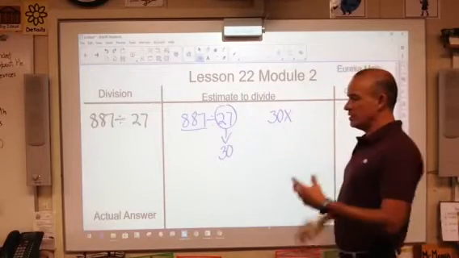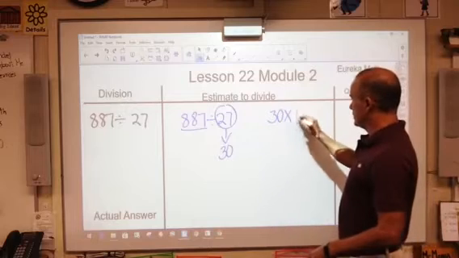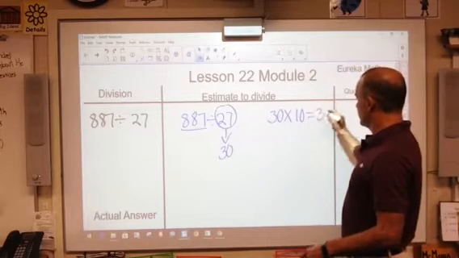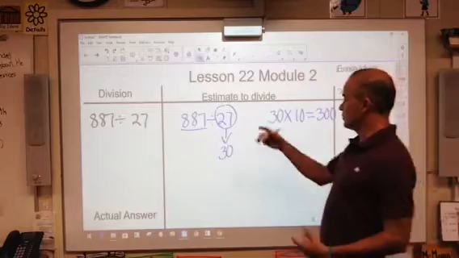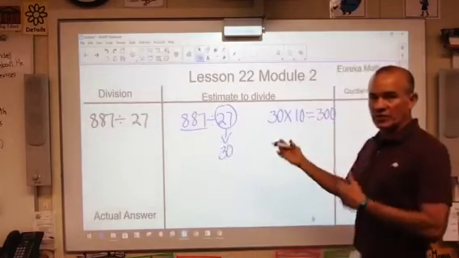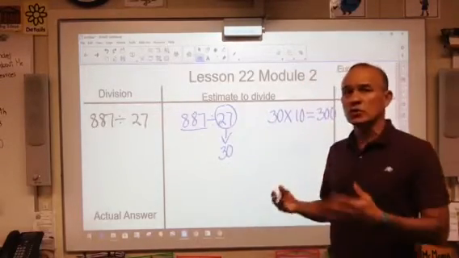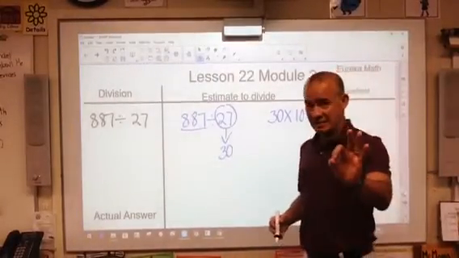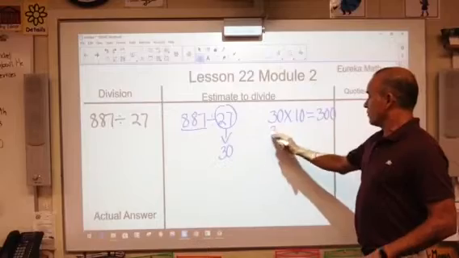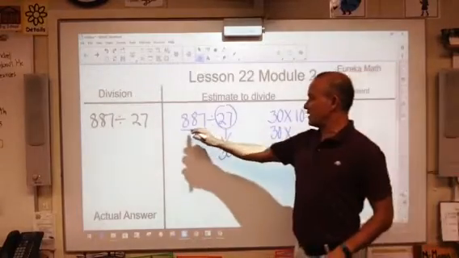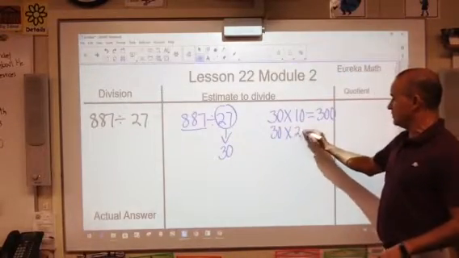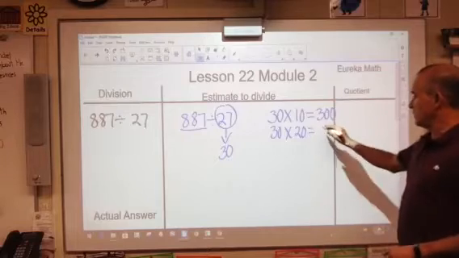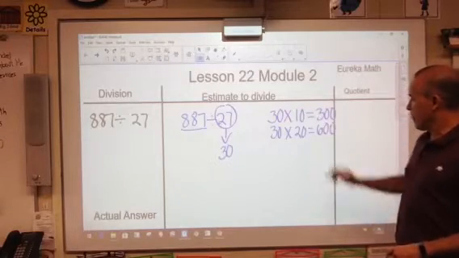Now I will start by multiplying that one by 10, because that will give me 300. I don't want to start multiplying 30 times 1 equals 30 or 30 times 2 equals 60 because that will take too long. Well, not really quickly. You want to do it exactly. So now, because I'm too far from 887, I'm going to double the 10. And that's going to be 600, the total.